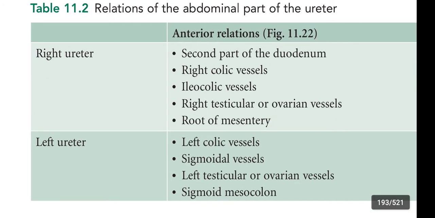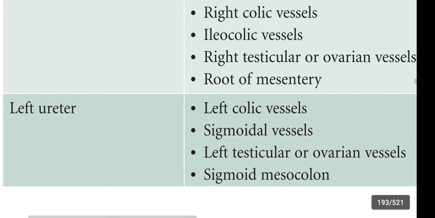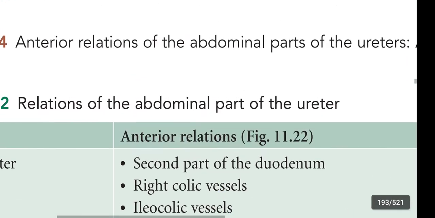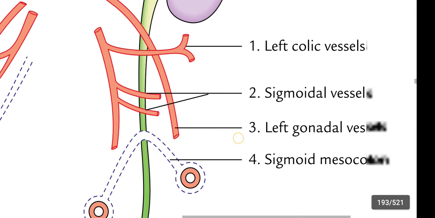Next, left ureter anterior relations. Left colic vessels, sigmoidal vessels, left testicular or ovarian vessels, and sigmoid mesocolon. That is about the left ureter relations.